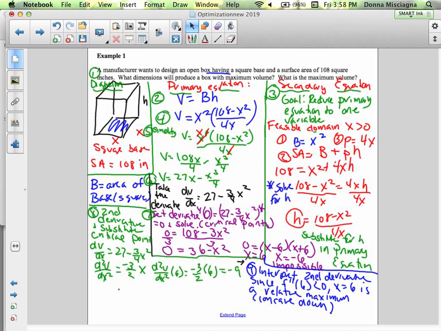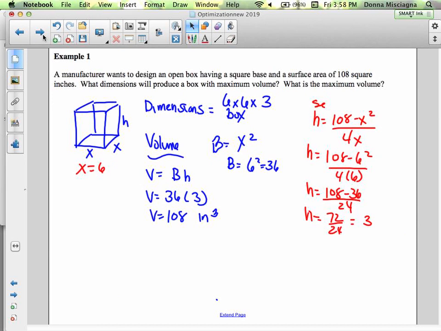And then on the next page, I had so much space actually to just answer the very simple question. See, I wrote huge. So we needed to use the secondary equation to solve for h, so that we were first asked to find the dimensions that produce a box with maximum volume, which means we need to solve for that last dimension. And remember, on the other page, we had previously solved for h. So h was (108 minus x squared) divided by 4x. You plug in the 6, h is 3. And then to find the volume, just plug it into the formula for volume.